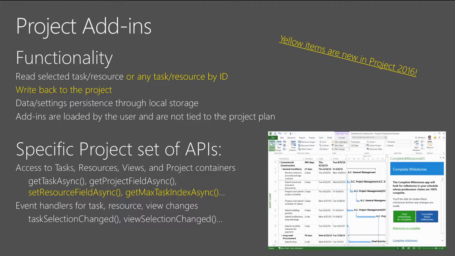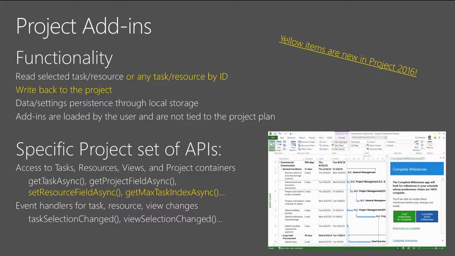Get max task index, I will show you how that's used in a minute, but one of the other things that we added in Project 2016 was the ability to iterate through and read all of the tasks rather than just the selected task, and that would be a convenience API that lets you figure out how many tasks to expect.